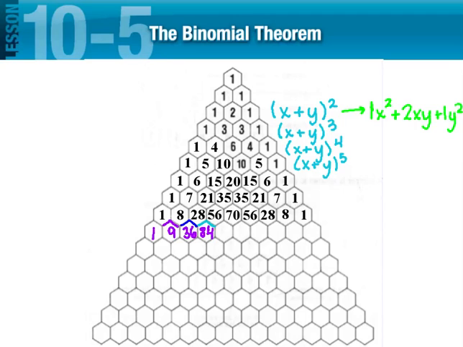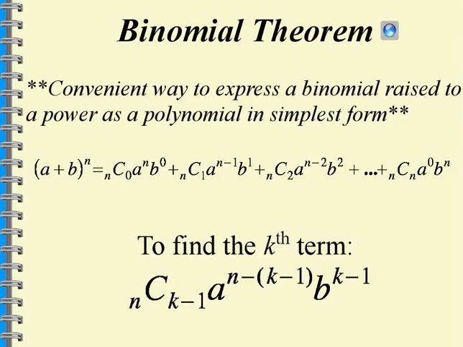If I were to cube (x + y), that's going to be 1x cubed plus 3x squared y plus 3xy squared plus 1y cubed. That's what those numbers are. This triangle actually has lots of applications; this is just one of them. Let's go ahead and look at what the binomial theorem actually is.